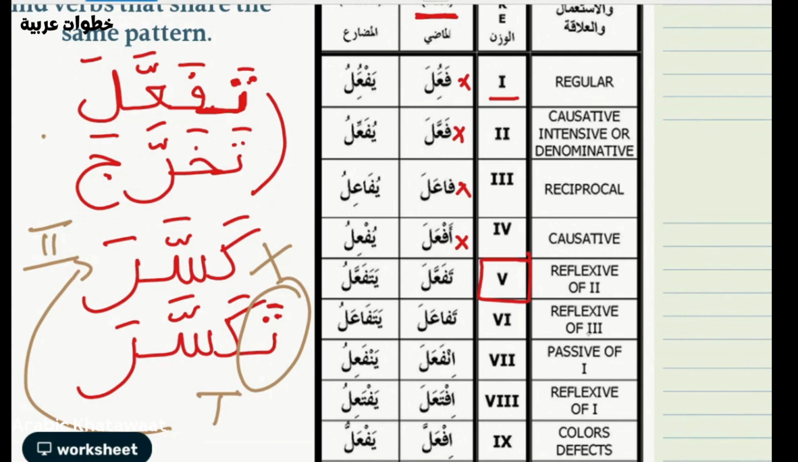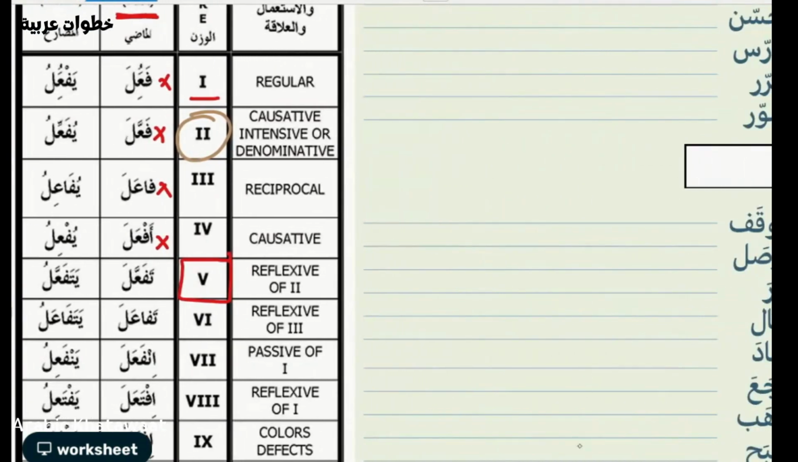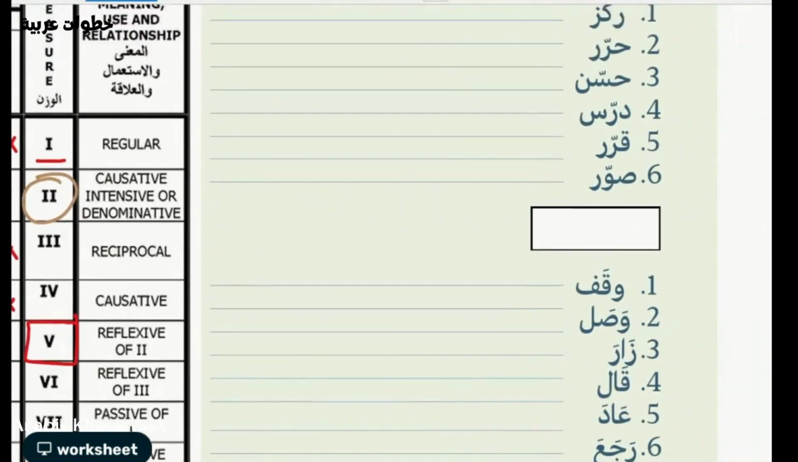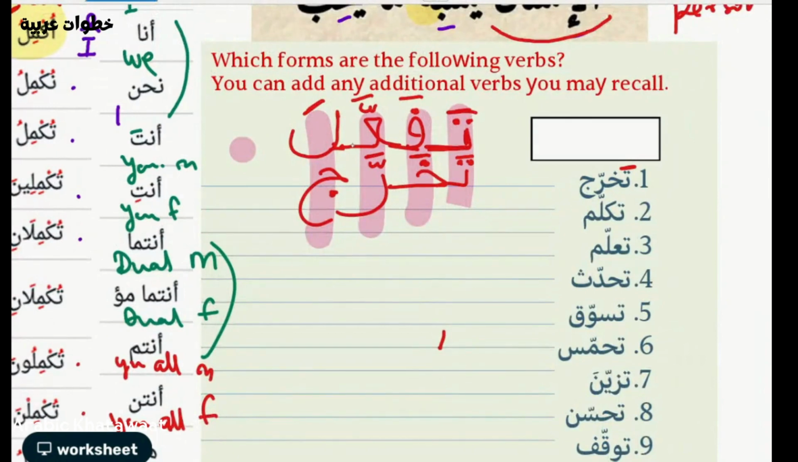So it's takassara. When I say reflective of 2, it means that number 1, someone did the action. Number 2, someone did the action, but I don't know who did it. So I say takassara. Here. Now I go back to the other ones because I'm done with the form. So I go takharraja, takassara. Takharraja, oh, that's form 5.